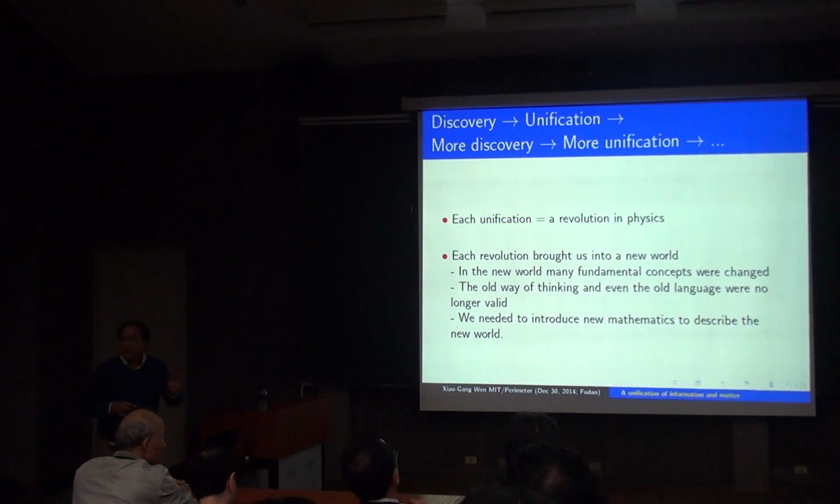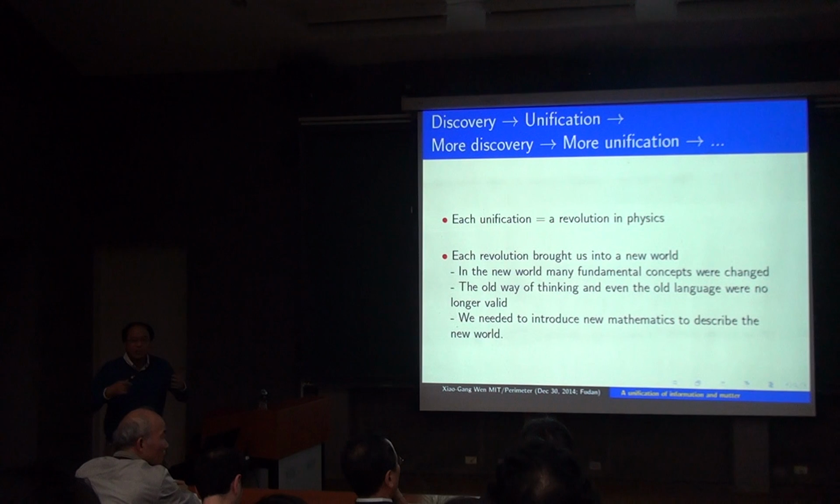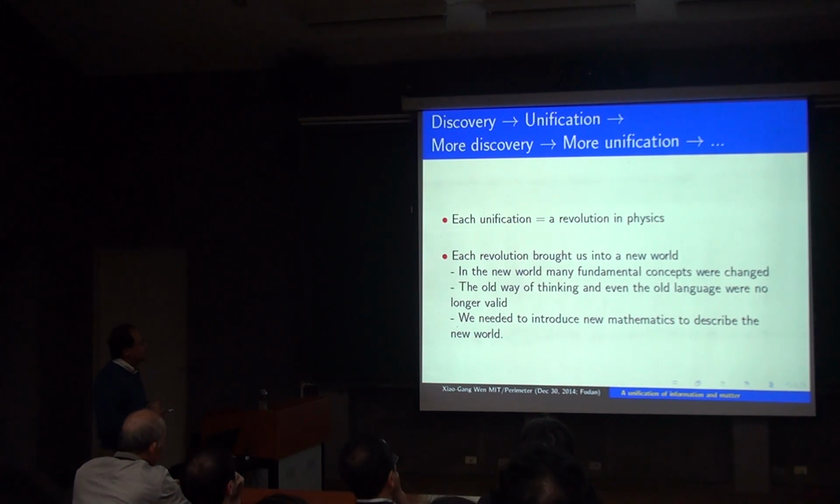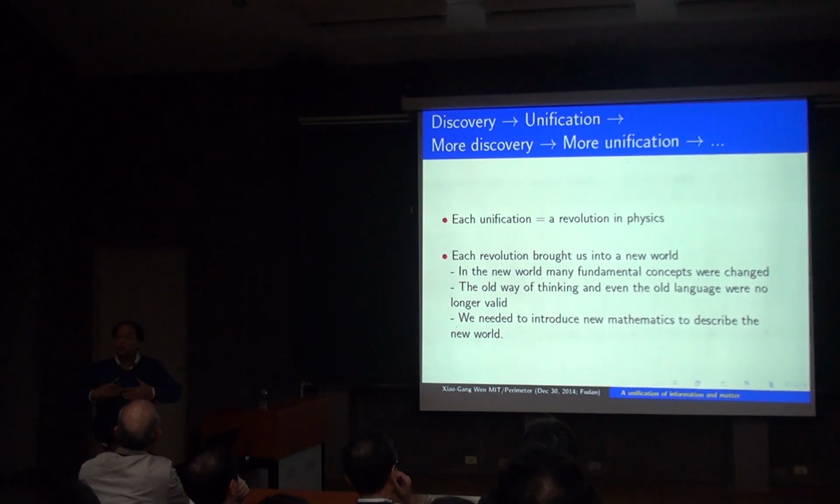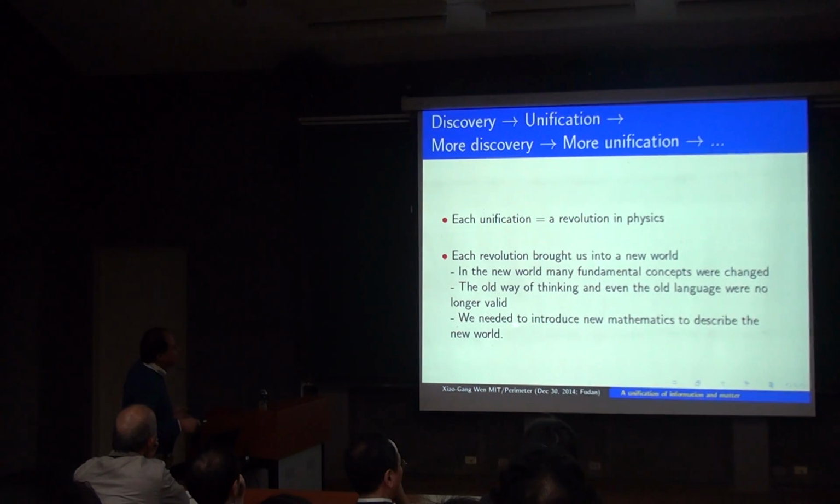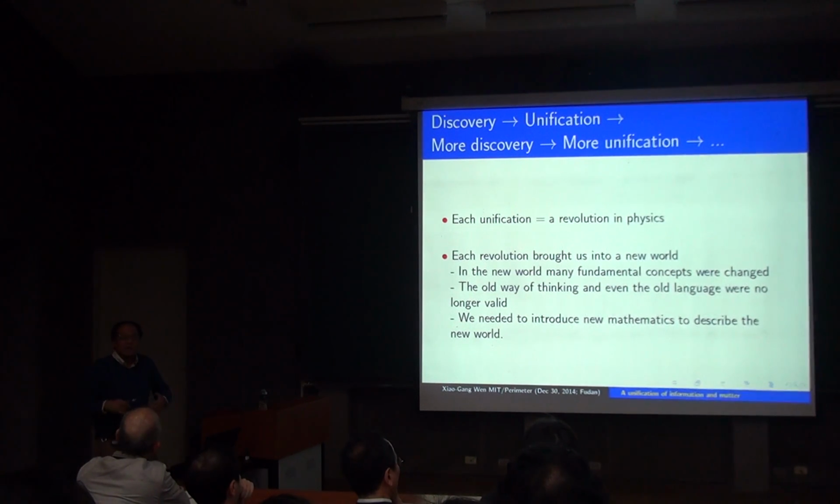Those unifications have some common characteristics. Basically, each unification brought us into a new world. By new world, I mean that some fundamental concepts are changed, and the old way of thinking and even the old language to describe things does not work anymore. Because the concepts change so much, we have to change even the language and the way of thinking. A new language and new way of thinking usually means introducing new mathematics to describe the new world. That is the character of a revolution in physics.